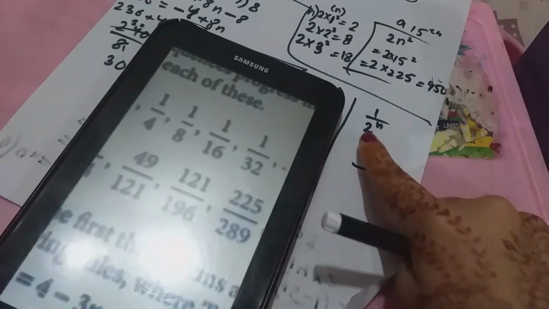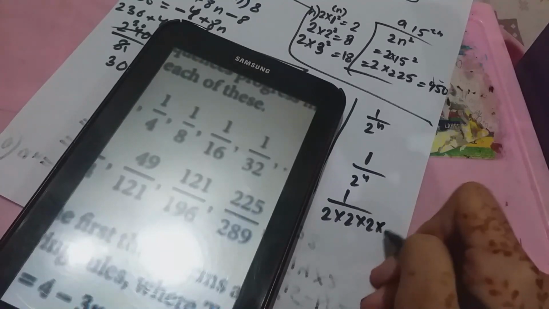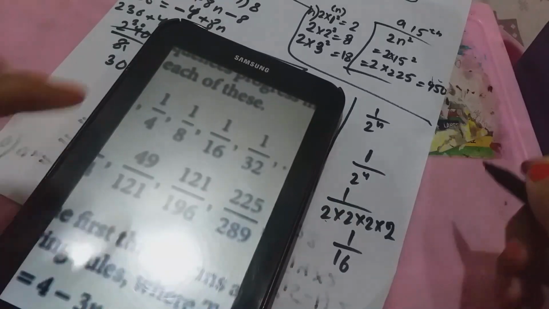So if we are finding the fourth term, what will be 2 power 4? And 2 power 4 means 2 into 2 into 2 into 2. So 2 2s are 4, 4 2s are 8, 8 2s are 16. 1 by 16. And the fourth term is 1 by 16.